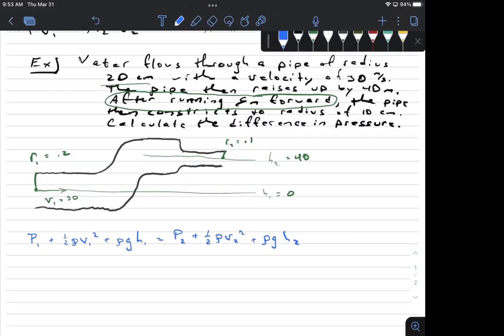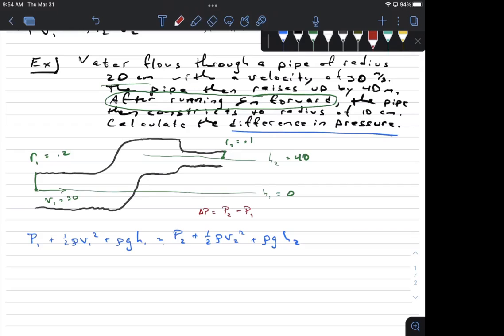Well, okay, no big deal. I just have to keep them all. That's the way it is. Next thing I do is ask, what is it I'm looking for? I want the difference in pressure. And the difference in pressure means delta P, for our purposes, is P2 minus P1. What's the pressure at the end minus what was the pressure at the beginning? That's the difference in pressure.